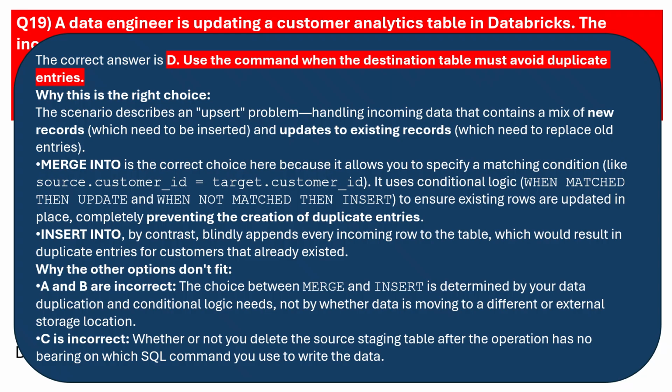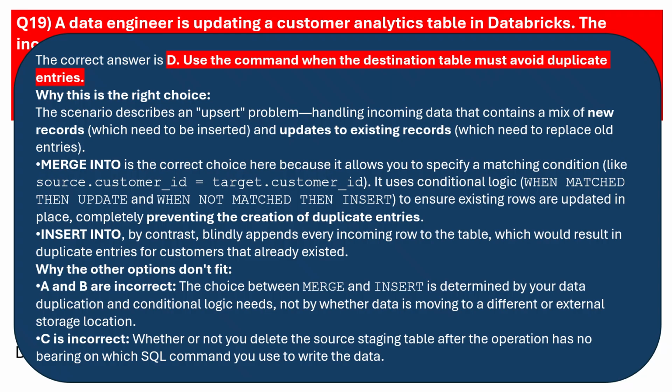Why this is the right choice? The scenario describes an upsert problem, handling incoming data that contains a mix of new records, which need to be inserted, and updates to existing records, which need to replace old entries. Merge into is the correct choice here because it allows you to specify a matching condition like source.customer_ID equals target.customer_ID. It uses conditional logic, when matched then update and when not matched then insert, to ensure existing rows are updated in place, completely preventing the creation of duplicate entries.